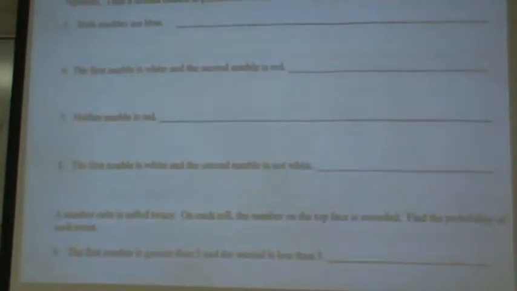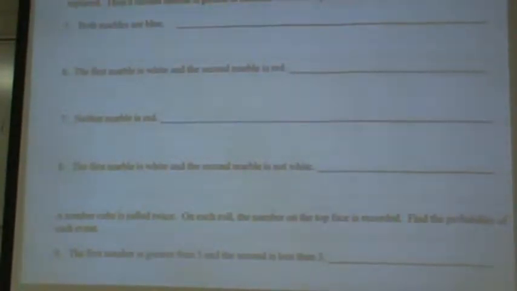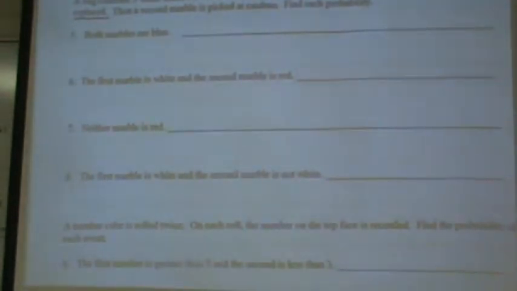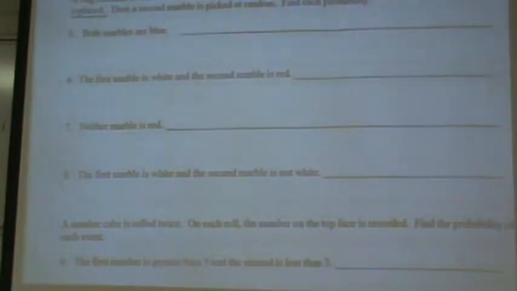Number 5 through 8 are dealing with the next section of word problems. So it says a bag contains 3 white marbles, 2 red marbles, and 7 blue marbles. A marble is picked at random and is replaced. Then a second marble is picked at random. Find each probability. So the key word in this problem is that the marble is being replaced. If it's being replaced, these are independent events. So we're just finding the probability of each event and multiplying them.